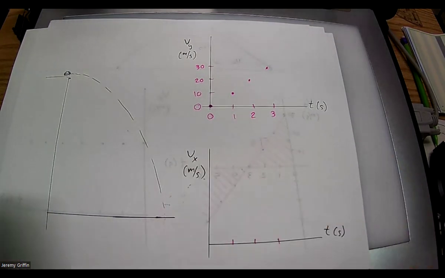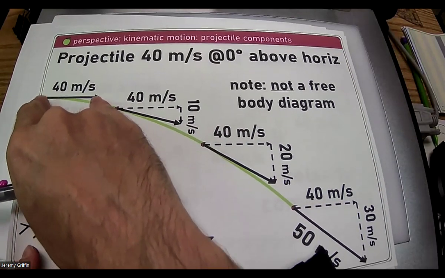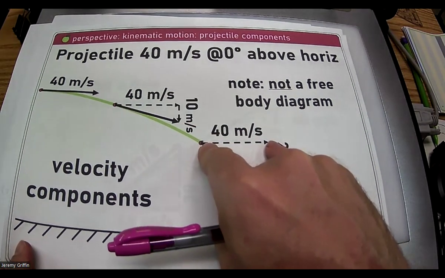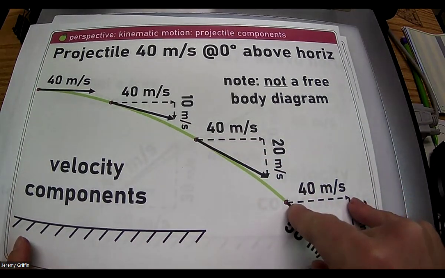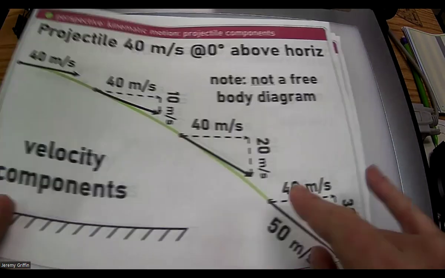Horizontal component of velocity. Again, I got that right here. Suppose you blast it this fast. After 1 second, now it's moving this fast horizontally. After another second, it's moving this fast horizontally. After another second, it's moving this. You guys see? Boink, boink, boink, boink. All you have to do is plot that.